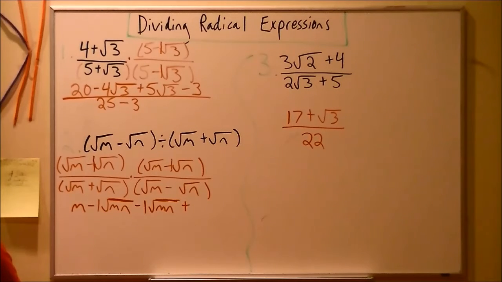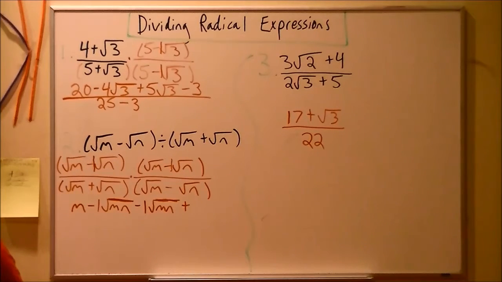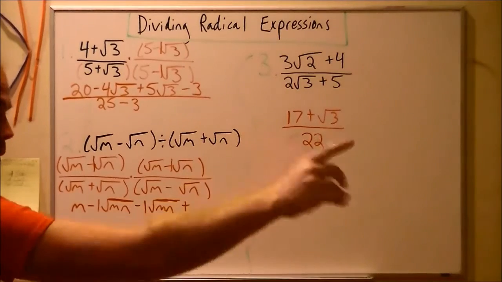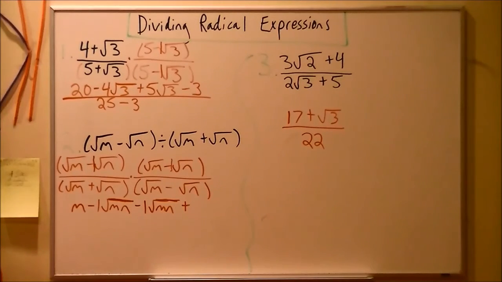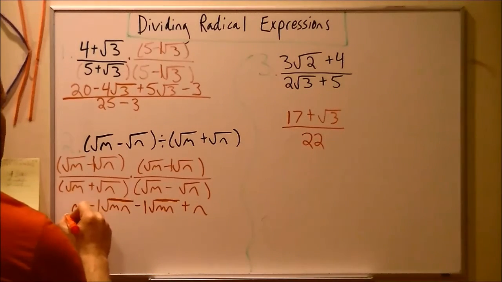But what is the square root of n times the square root of n? Those two negatives will make a positive, plus the square root of n squared. Square root of n times the square root of n is the square root of n squared. Just like m, those processes, the square and the square root, cancel each other out. So let's just rewrite it simply as n. Alright, now that's our top.